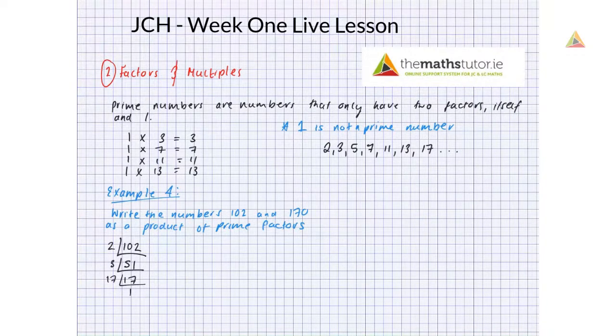Okay? So at this point we write down that 102 is equal to 2 by 3 by 17. I'm using these outside numbers. So 2 by 3 by 17 will give you 102.